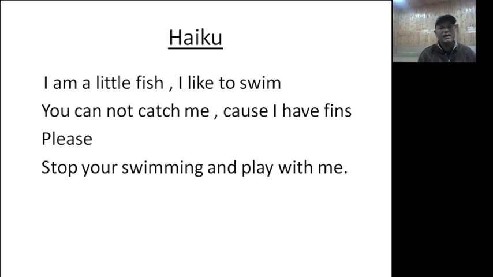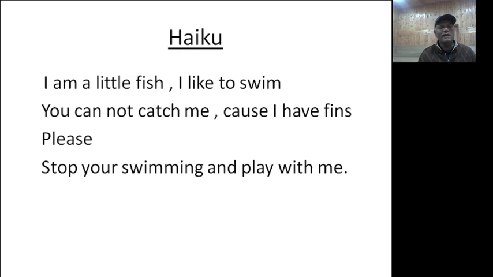Another example of this haiku is: I am a little fish, I like to swim. You cannot catch me, cause I have fins. Please stop your swimming and play with me. You must have liked it.